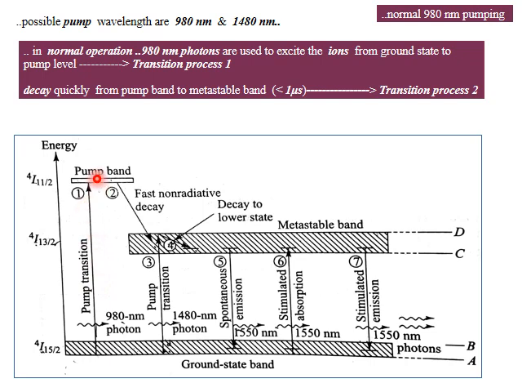So when Er ions reach the pump band, they will be there only for 1 microsecond or less. That is their lifetime. After that they decay, coming back to the upper portion of the metastable state, that is the D portion of the metastable band. When they are falling, they are going to lose some of their energy.